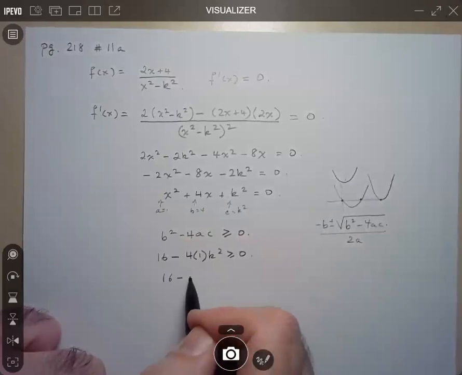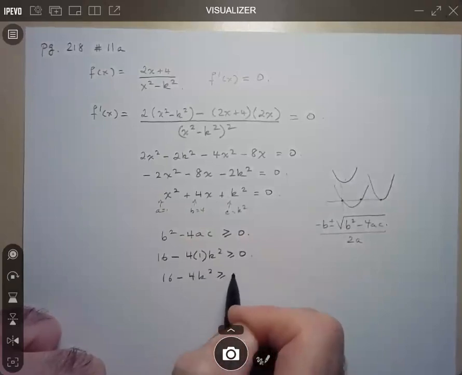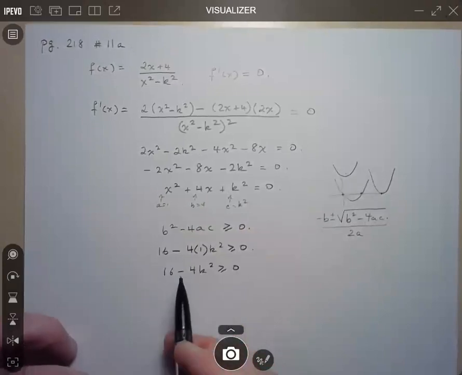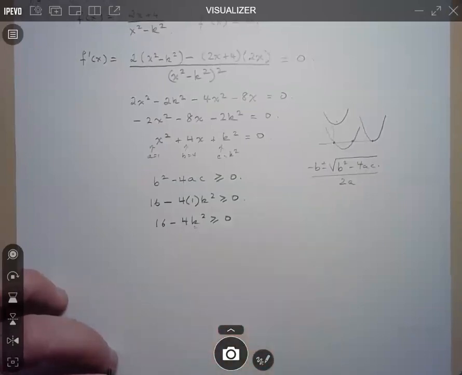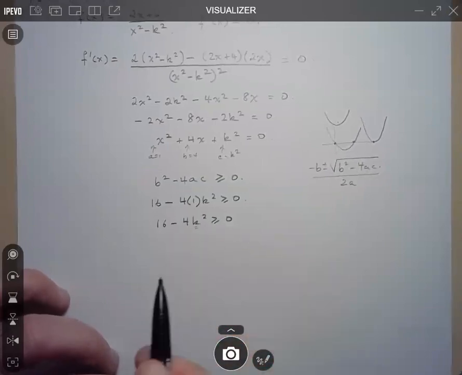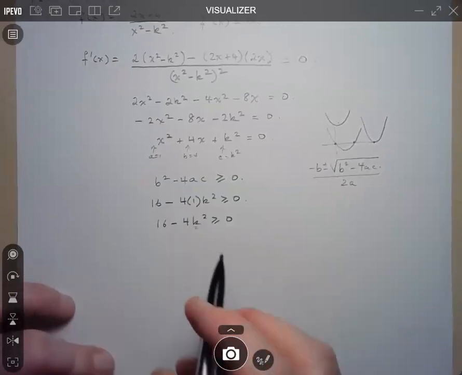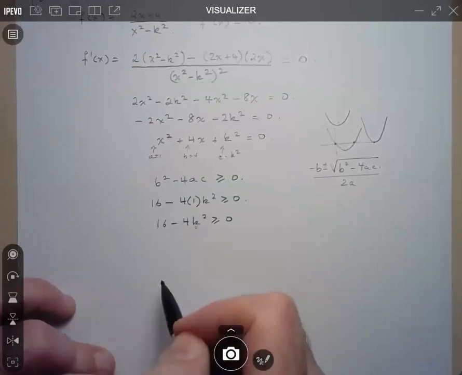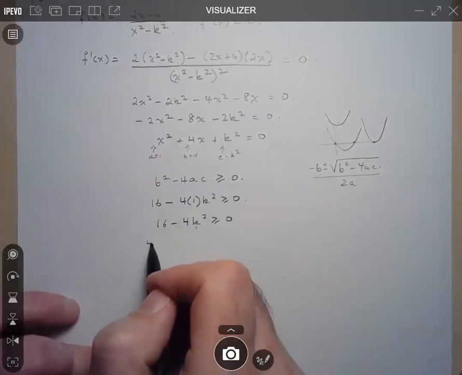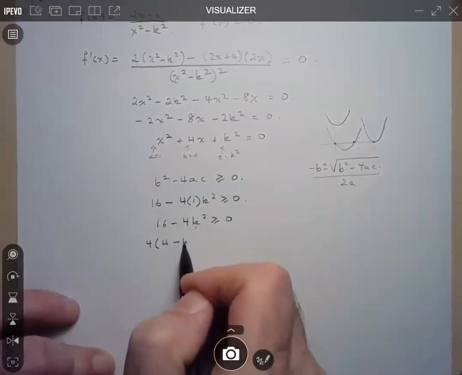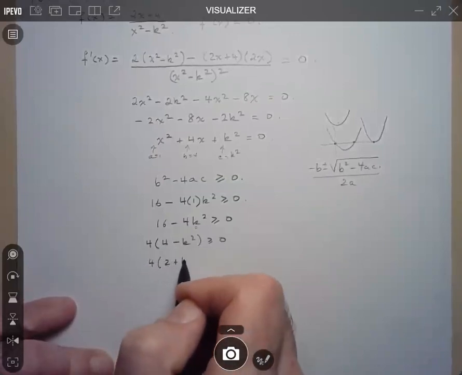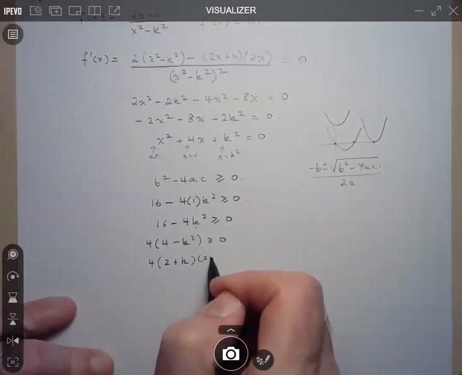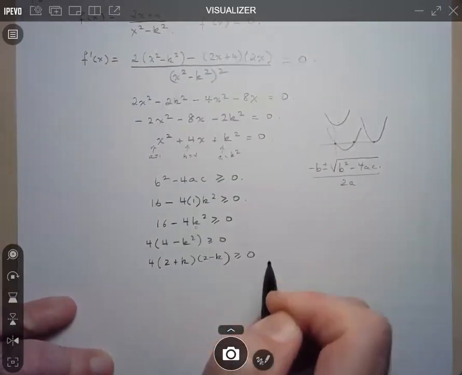What we notice is that I'm just solving a quadratic inequality, except the variable in this quadratic inequality is k. So I need to find the k values that make this expression greater than or equal to 0. We know how to solve this. Since it's a quadratic, I can't just solve for k explicitly. I need to factor. Let me factor out a 4, so I'm left with 4 minus k squared. This is a perfect difference of squares, so it's 2 plus k times 2 minus k, which needs to be greater than or equal to 0.